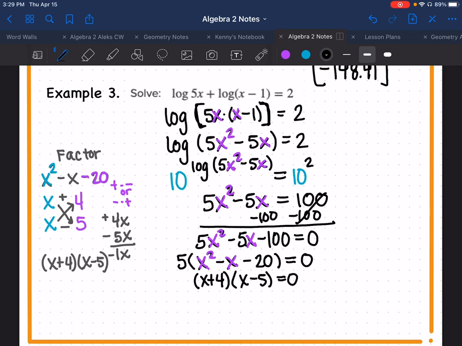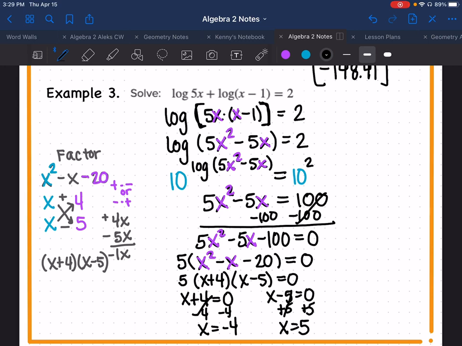And now I have to go back. Remember, technically I have the 5 there, but it's not really going to be part of my solution. I have two answers, one here and one here, because I know that 5 does not equal 0. So I've already ruled this 5 out. So I'm going to use the zero product property, and I'm going to say x plus 4 equals 0. If I were to solve this equation, I would subtract 4 from both sides, and I would get x equals negative 4. And then I would set my other factor equal to 0. I would add 5 to both sides, and I would get x equals 5 as my other solution.